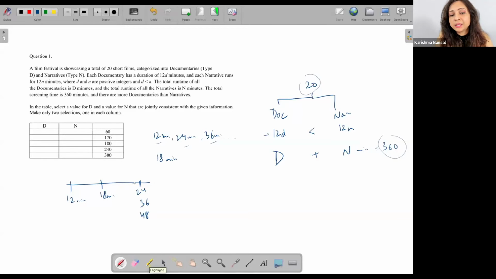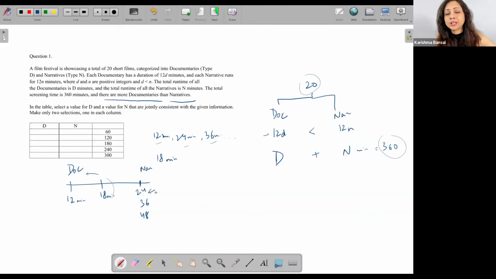Now look at the data that is given to me. I know that I have been given that there are more documentaries than narratives. Yeah, which means that my average is going to be closer to the documentaries. This 18 is going to be closer to the documentaries. These are my documentaries, and here are my narratives. Yeah. So then, is 24 possible?